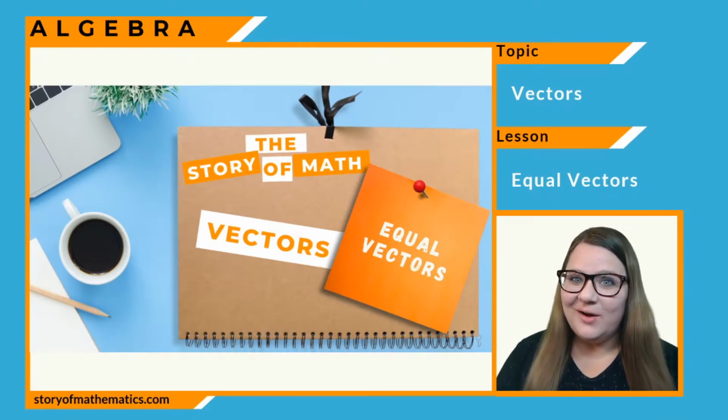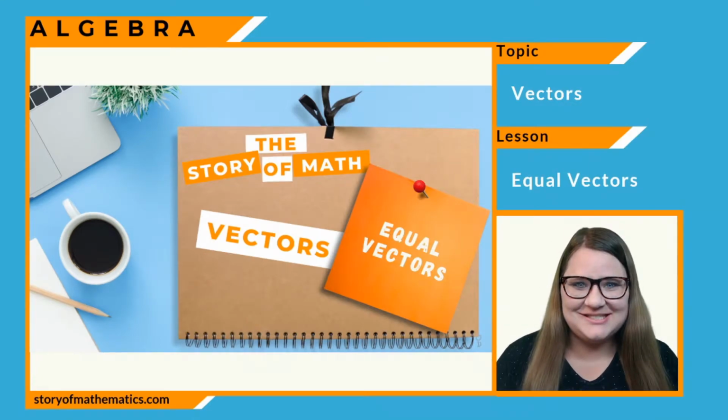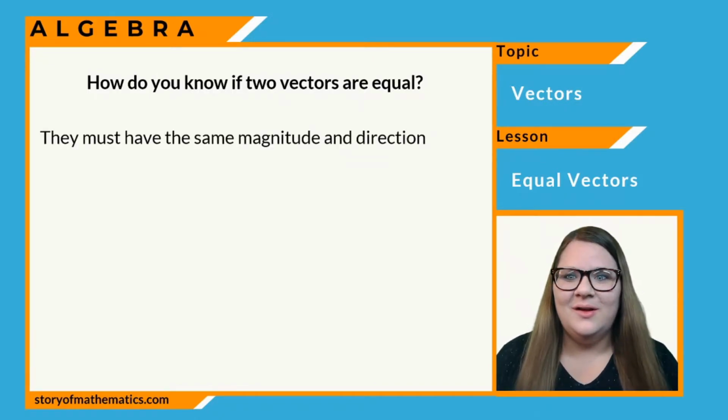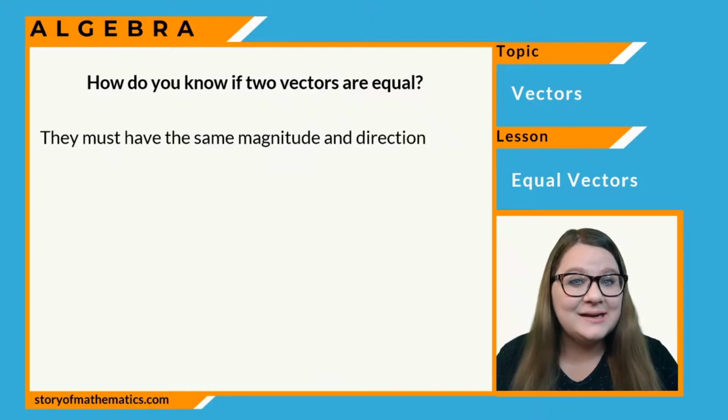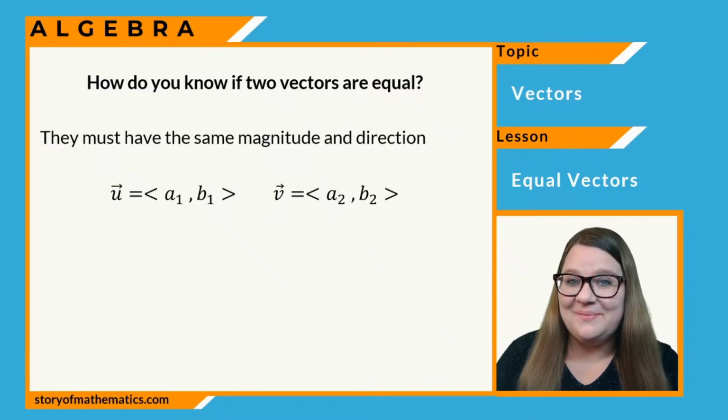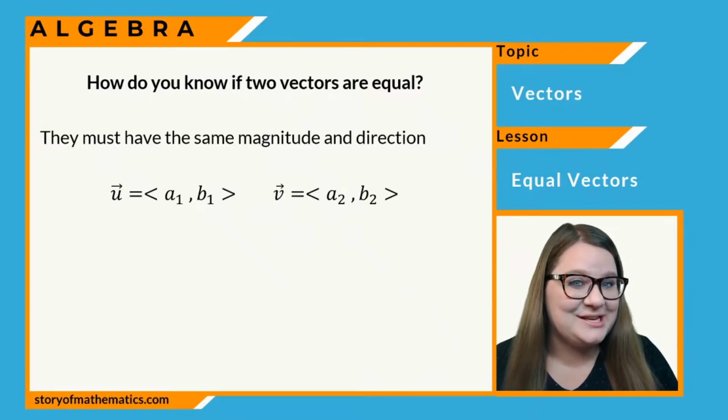Hi, in this video, we're going to talk about equal vectors. So how do you know if two vectors are equal? Well, they have to have the same magnitude and direction. So let's say I have vector u, which is a1, b1, and vector v, which is a2, b2.